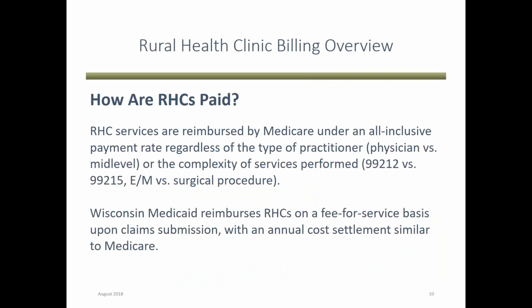Rural health clinic services are reimbursed by Medicare under the all-inclusive payment rate, regardless of the type of practitioner, whether the service is rendered by a physician or a non-physician practitioner, such as a nurse practitioner or a physician's assistant, and without regard to the complexity of the services performed, whether a level of service is relatively low, such as a 99212, or relatively high, such as a 99215.